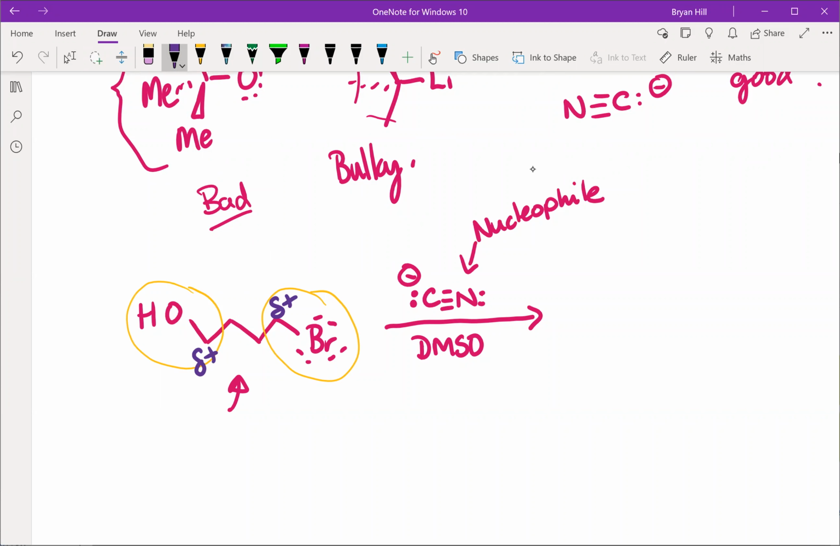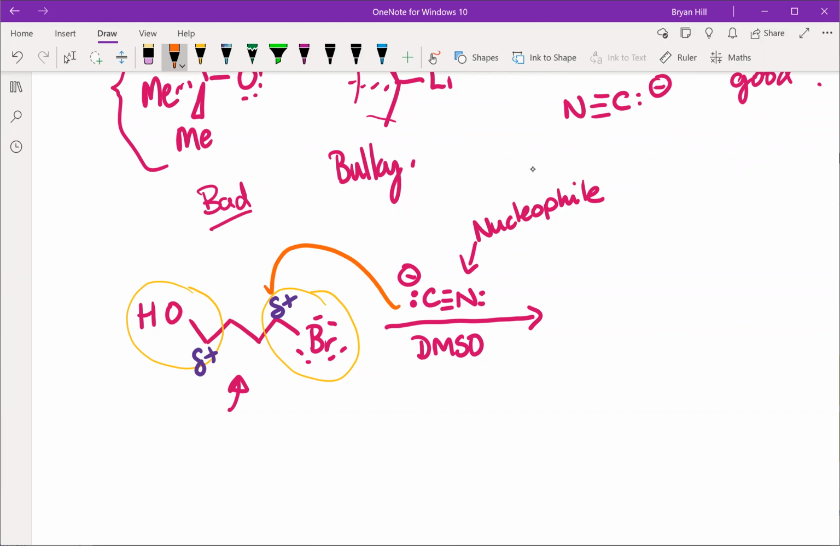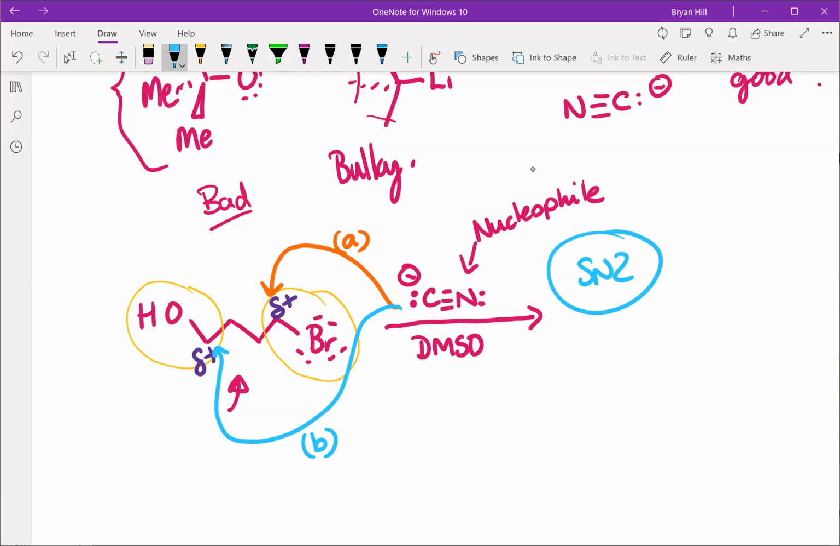Is the cyanide going to attack here, A, or is the cyanide going to attack here, B? Because they're both primary, this is going to be an SN2 reaction. There's no choice in the matter. But which route is it going to go, route A or route B? The answer is yes, you're right.